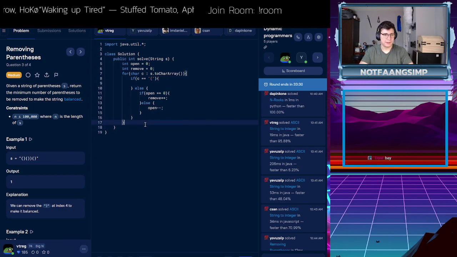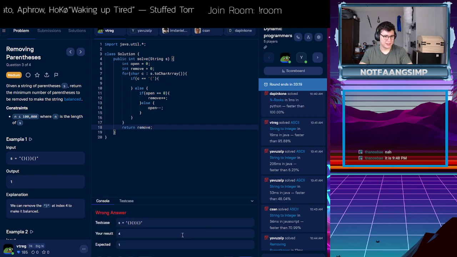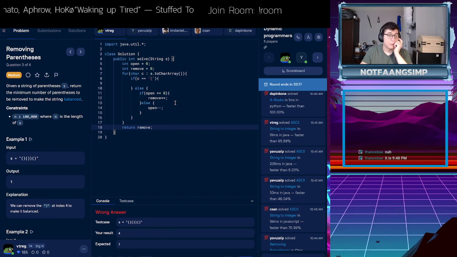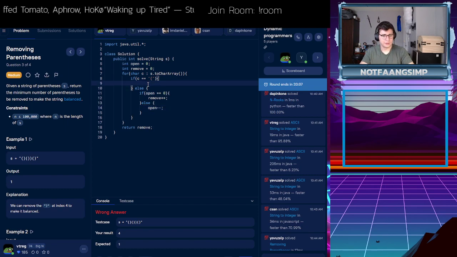Okay, so we're going to return remove. Ah, I went the wrong way with the hour difference. My result was 4. Okay, why did it... Oh, right. We're gonna have to actually log the open parenthesis here.